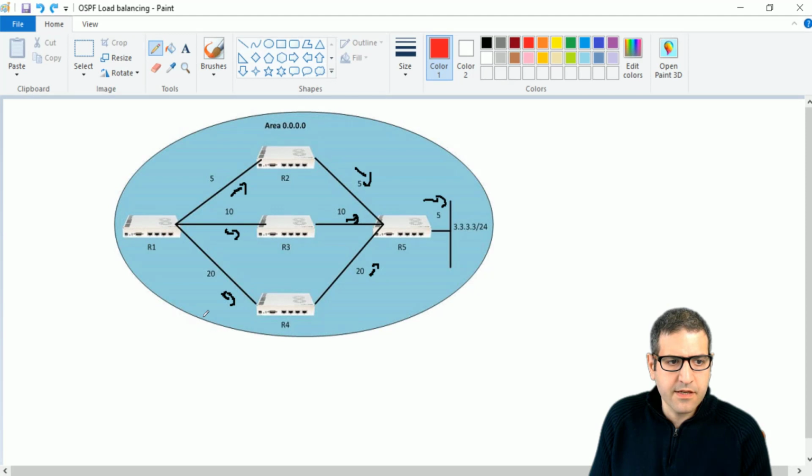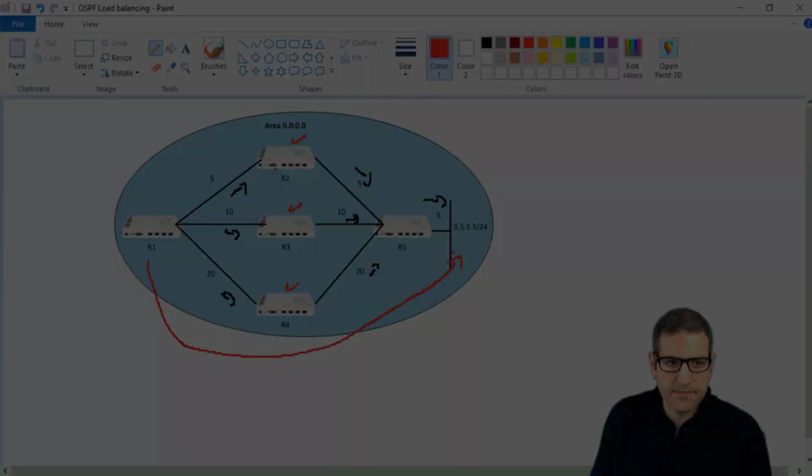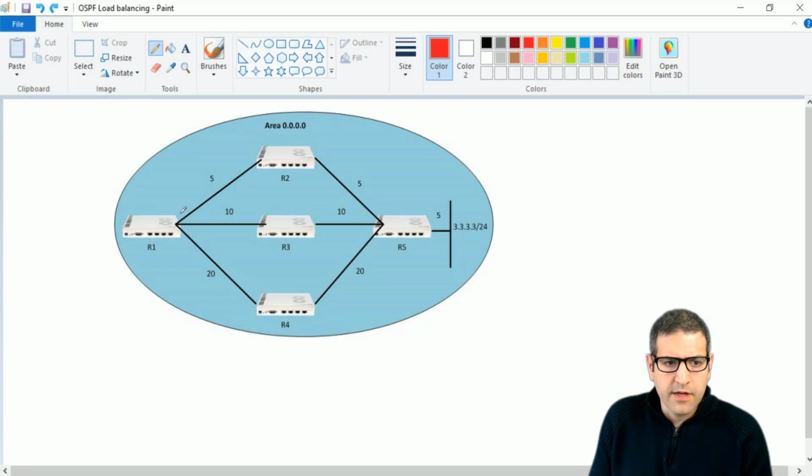As you can see here, router 1 can reach the network of router 5 via 3 ways. He can go either through router 2 or router 3 or router 4. Those are all the ways to reach this network when we enable OSPF on all the routers. Router 1 has to choose one of the paths, because as you can see, the costs on the paths here are not similar. Just to mention something: in OSPF you cannot have unequal cost load balancing.